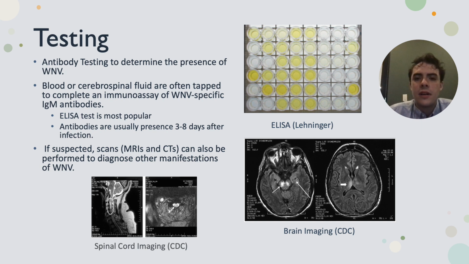We know that these antibodies are going to occur within the first 3 to 8 days of infection, so patients are actually able to find out if they're infected with the virus pretty early on. Another way that testing can be done is by taking images of the brain or the spinal cord. This is important because in cases where patients are experiencing West Nile encephalitis or West Nile poliomyelitis, we might see inflammation in certain parts of the spinal cord or the brain that would indicate that patients are in fact suffering from those diseases and the best way to treat them.